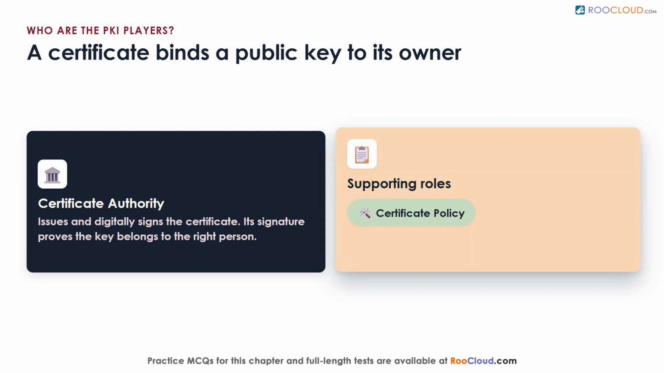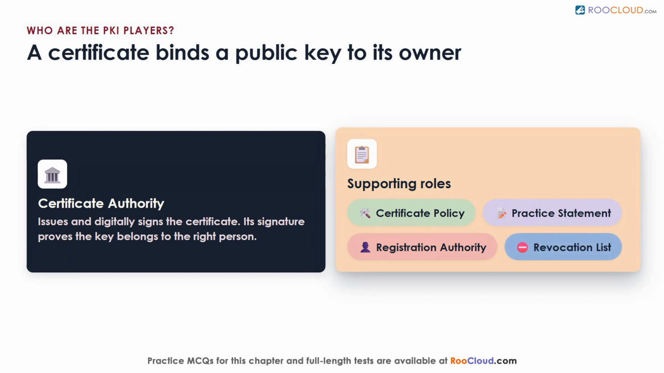A certificate policy defines the actors, roles, and rules. A certificate practice statement explains how the authority issues certificates. A registration authority handles some administrative work, like verifying identity. And the authority maintains a list of certificates that have been revoked. Now the lifeblood of the whole system.